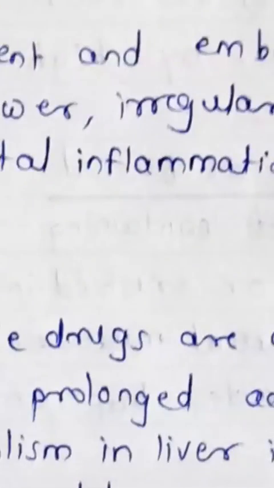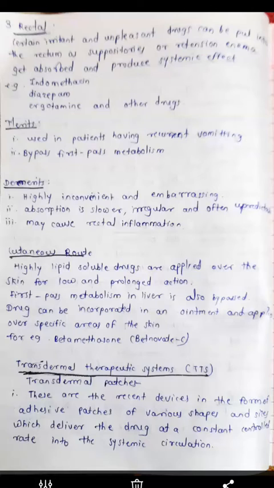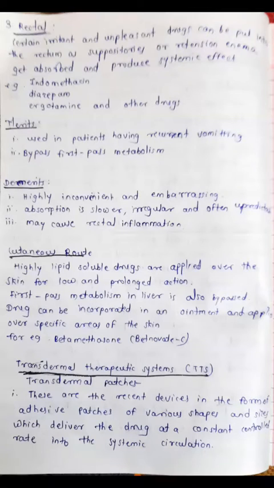The fourth systemic route of drug administration is the cutaneous route. So what is the cutaneous route? Highly lipid soluble drugs are applied over the skin for slow and prolonged action. So in this route we are applying highly lipid soluble drugs on our body surface or on our skin for slow and prolonged action. By applying in this way, first pass metabolism in the liver is also bypassed.